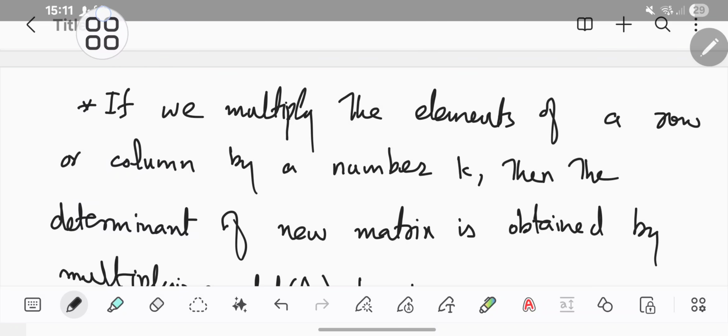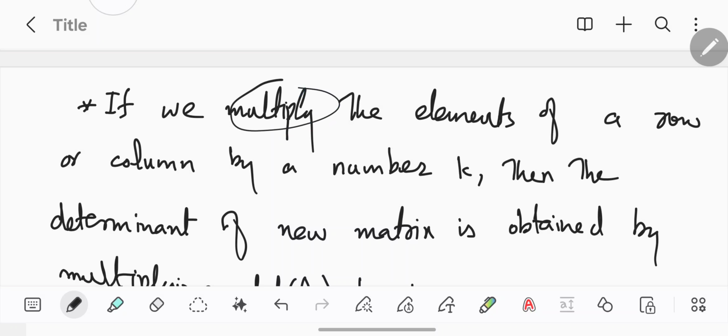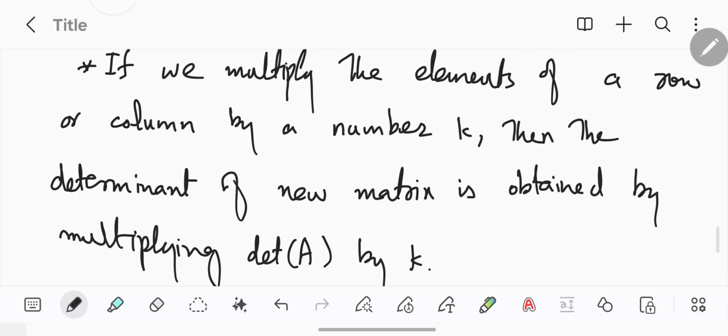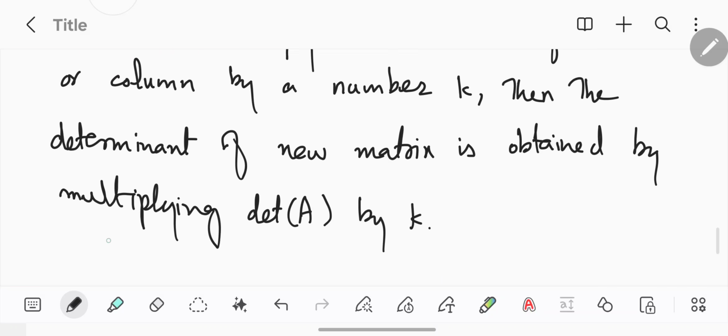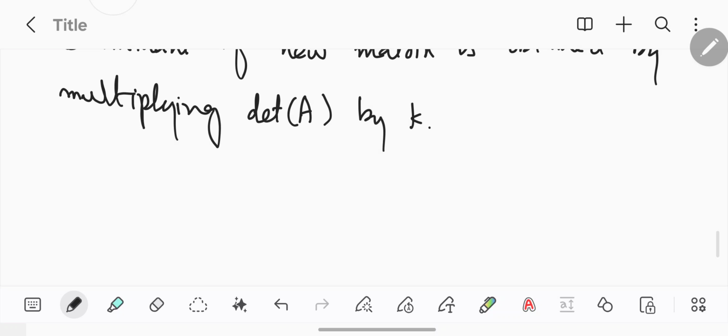Okay, the next property is if we multiply the elements of any row or column of a matrix A by a number k, then the determinant of the new matrix after multiplication is obtained by multiplying the determinant of A by k. Okay, what does it say? If you have a matrix A, you multiply any row or column by some constant k.